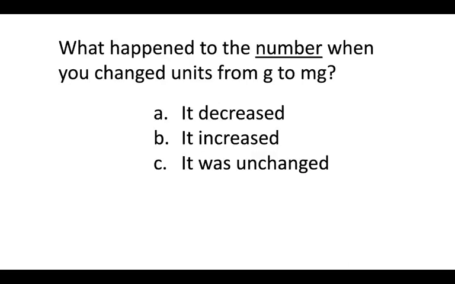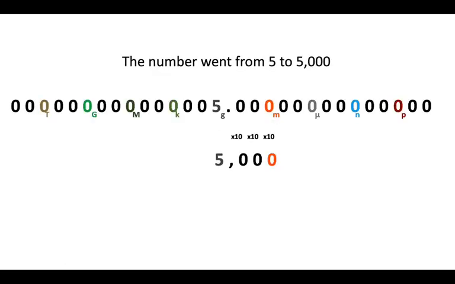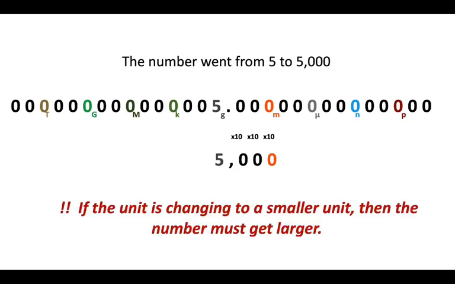To help you think about this, let's ask the question: what happened to the number when you changed the units from gram to milligram? As we went from gram to milligram, the number went from 5 to 5,000. So an easy way to remember this and think about it is that if the unit is changing to a smaller unit, then the number must get larger to the same degree.